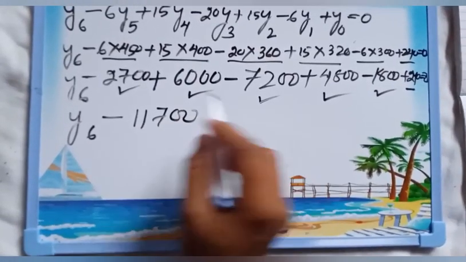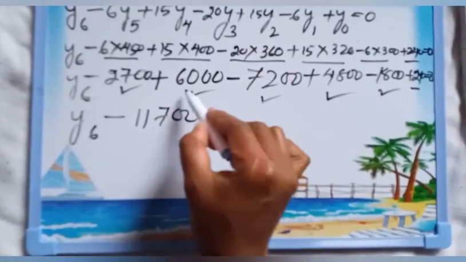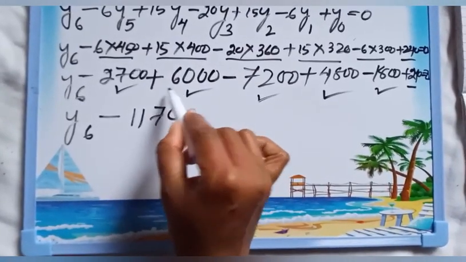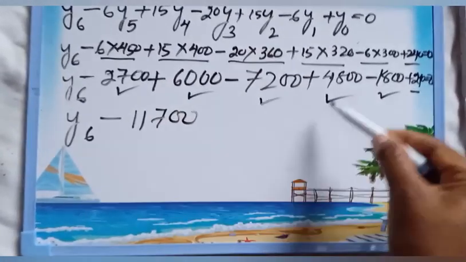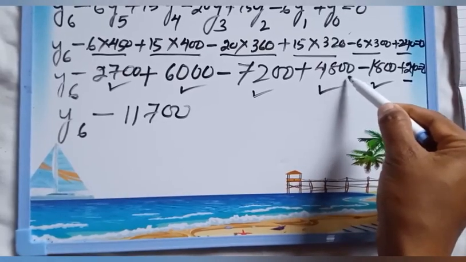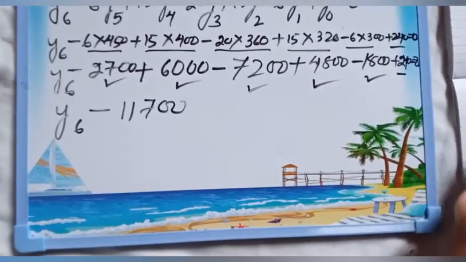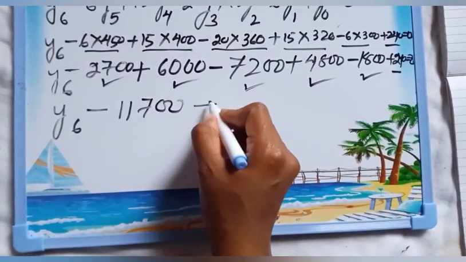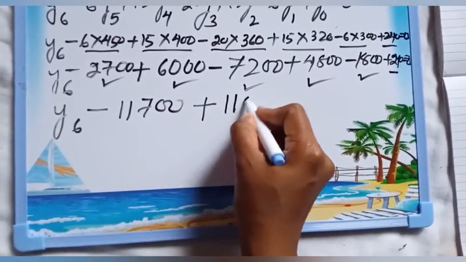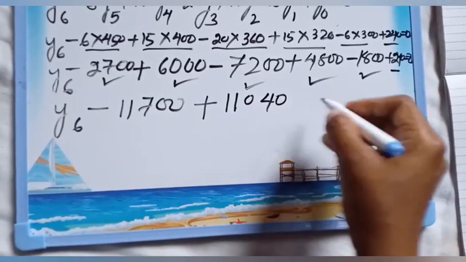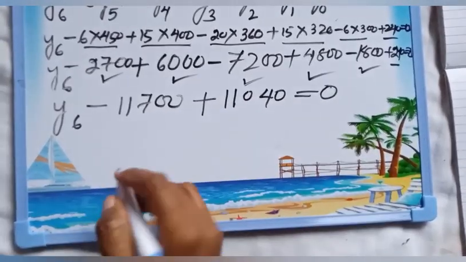11700. After that, just you have to see how many positive values, like plus values, are there here: 6000. Next one 4800. Next one 240. Just what we have to do, we have to add these three. Okay, then you have to write here plus 11040 and is equal to 0 here.